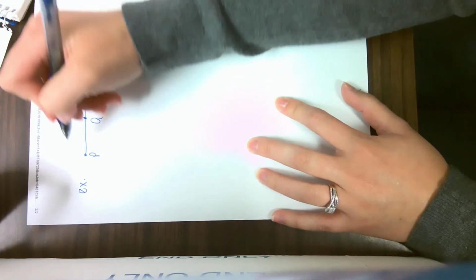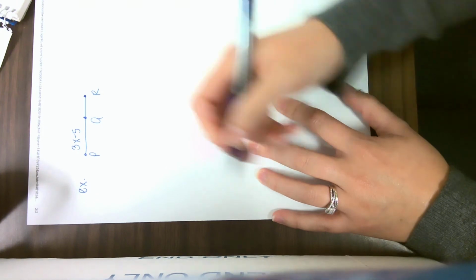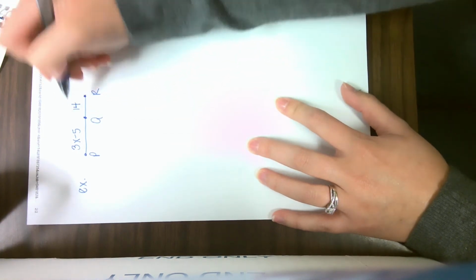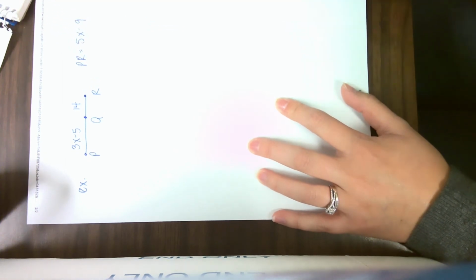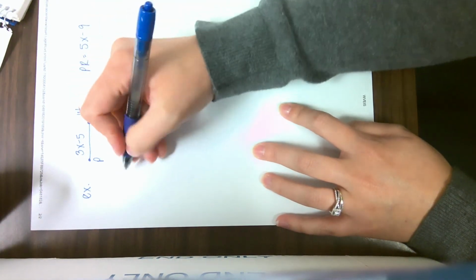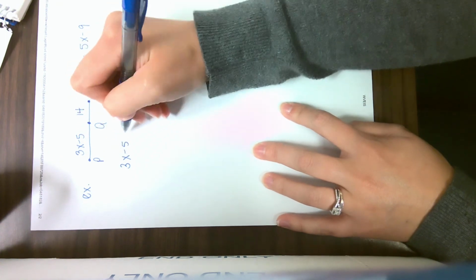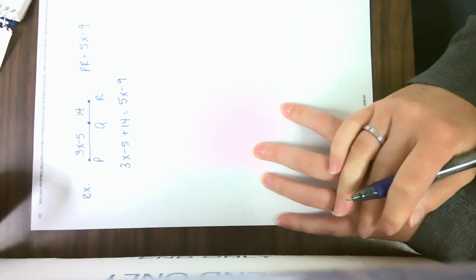All right, so they're going to tell us that the equation for PQ is 3x minus 5, and QR is length 14, and that PR is 5x minus 9. Okay, so they give us the smaller pieces and the bigger piece. Again, we know we add these two together to get the bigger one. So we're going to have 3x minus 5 plus 14 equals 5x minus 9.